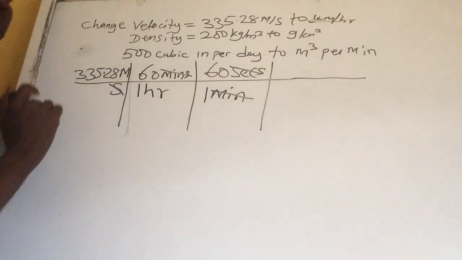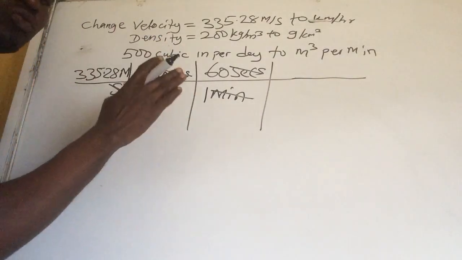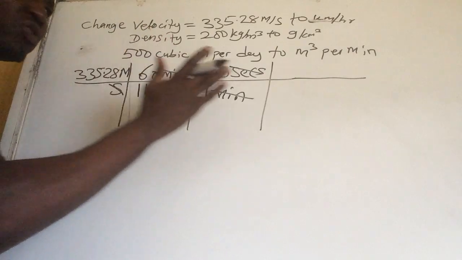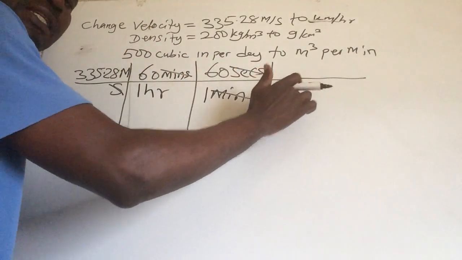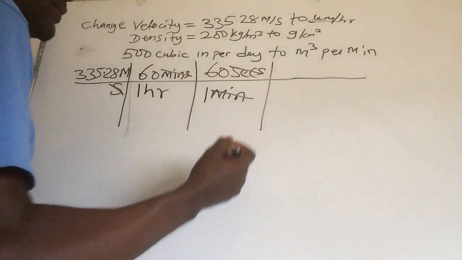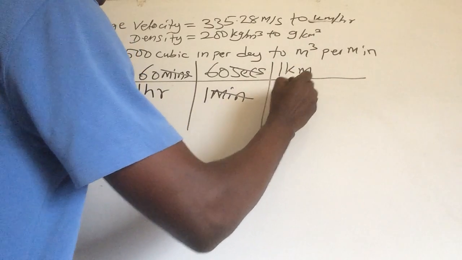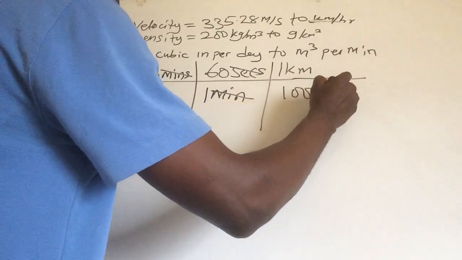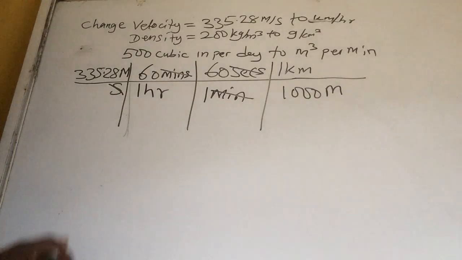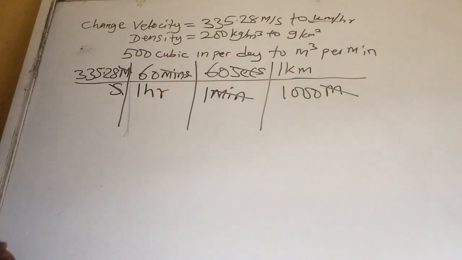Now let me start with meter. I want to cancel out meter. If the one I want to cancel is up, I will write the one that will cancel it down. It will be in kilometer. So 1 kilometer is 1,000 meter, so that this meter will cancel meter here. Now I have finished getting the values I need.